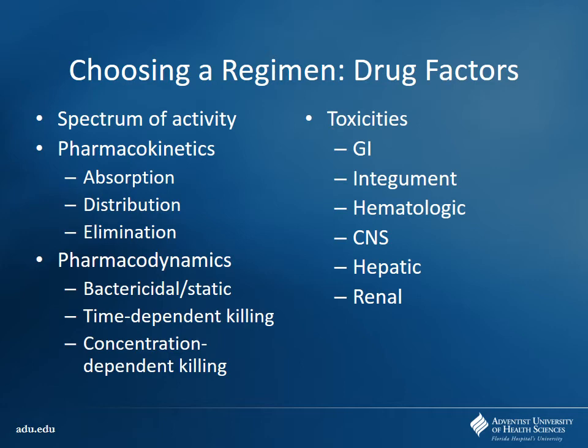Again, look at whether things are going to be bactericidal versus static, which is important if your patient's immunocompromised. We look at things like time-dependent versus concentration-dependent killing. A lot of those things are already figured out for you when you go to your reference and it says dose 600 milligrams every 6 hours. But it's good to have an underlying knowledge of why those things are the way they are. And then you want to look at toxicities as well, things like GI, hematologic, and CNS toxicities. We'll talk about specific adverse effects that can pop up with certain drugs.